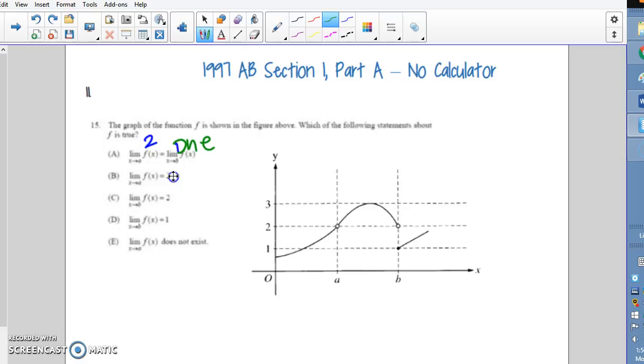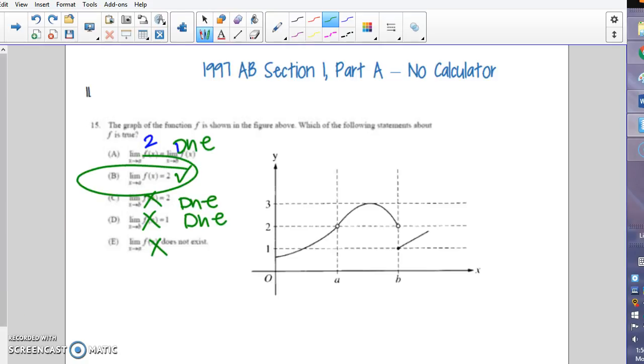So as x approaches a, the limit is equal to 2. Well, we kind of just determined that, so that one has to be true. The limit at b equals 2? We just decided there is no limit at b. The limit at b equals 1? Well, that's false. The limit does not exist. The limit at a does not exist? That is false. The limit at a is 2. So sorry, it should have been b is the correct answer on that one.